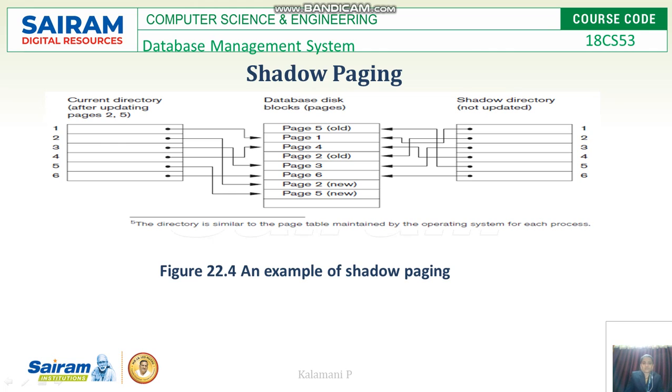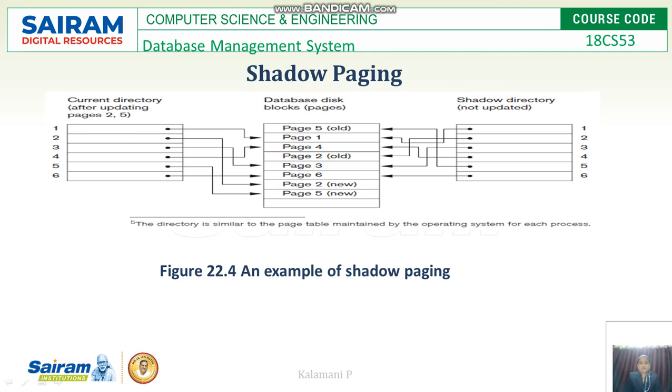Now the modification should be done in page 2 and page 5. When page 2 and page 5 are updated, the updated data will be stored in a separate location in the disk, not overwriting the data already stored. So it is stored separately in the disk. The current directory will now point to the new data for page 2 and page 5, but the shadow directory will point to the old data only.